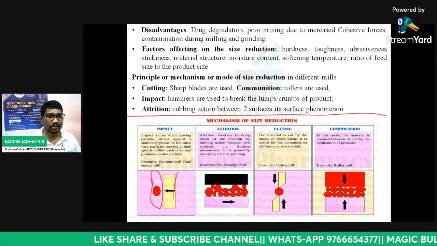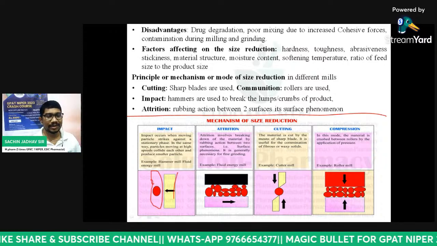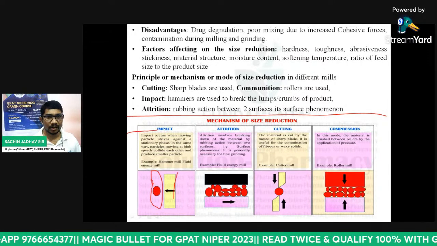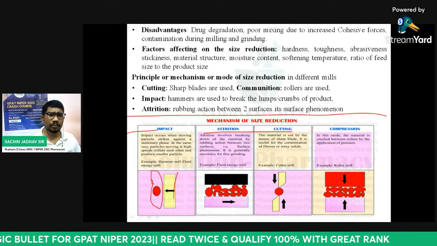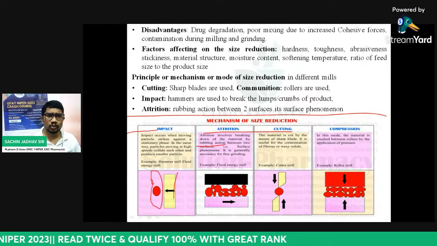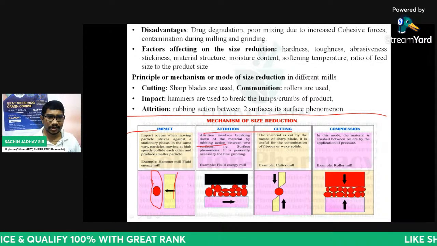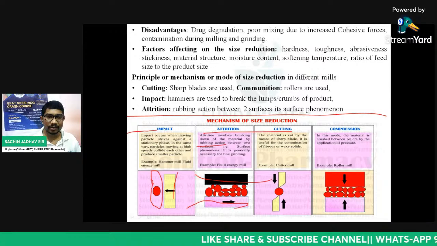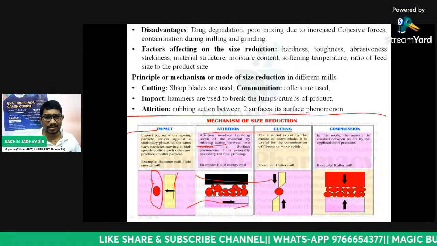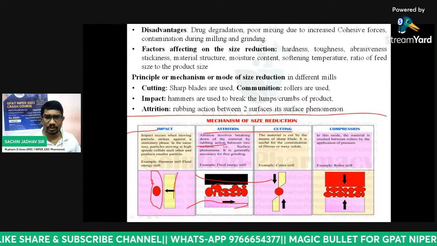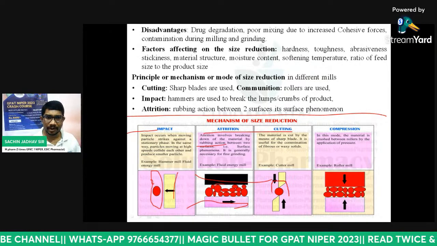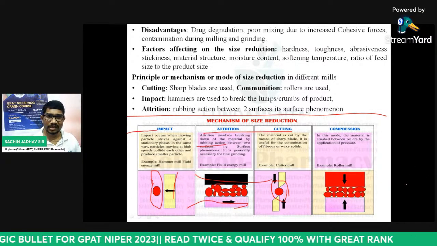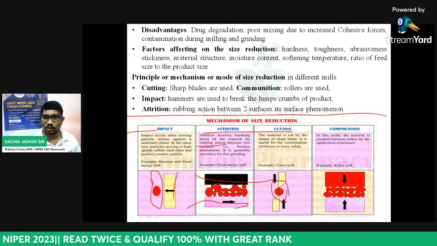In the same way, if hammers are moving towards the particle, again impact is the mechanism. Now, attrition is the breakdown of material by rubbing action between two surfaces. This is a stationary surface and this is the moving surface, and in between there is a material. Due to the rubbing action, there is a decrease in particle size, known as attrition. Cutting means breaking the material using sharp knives. Now compression is also known as communication.